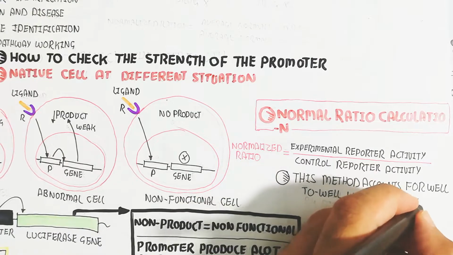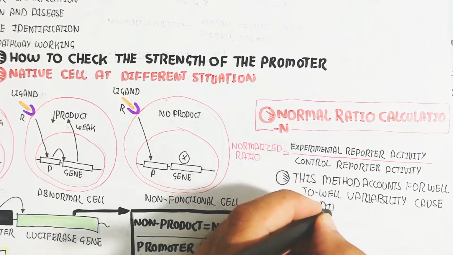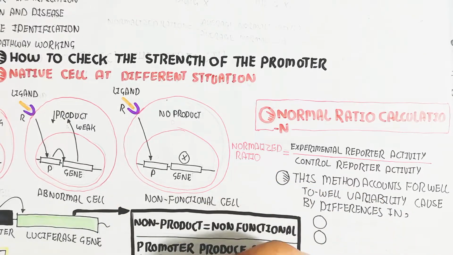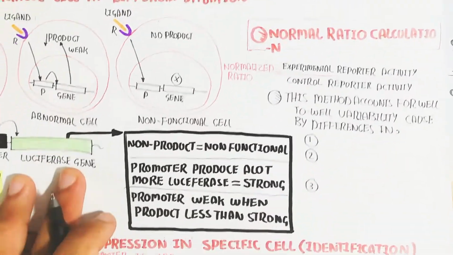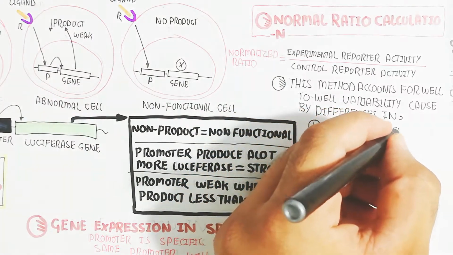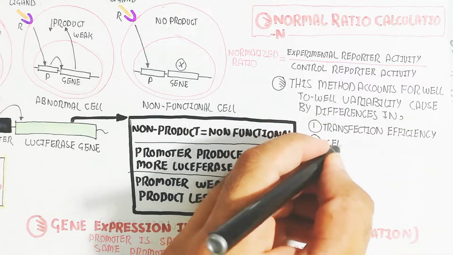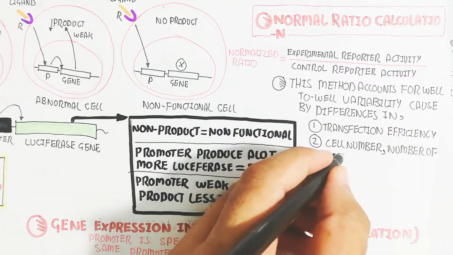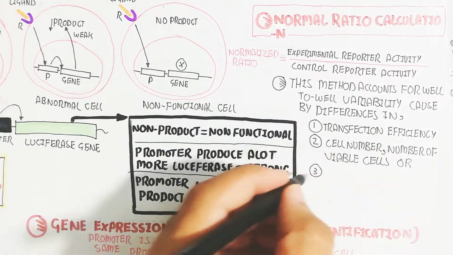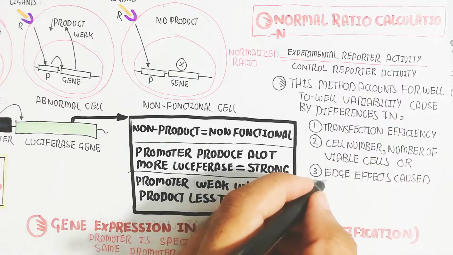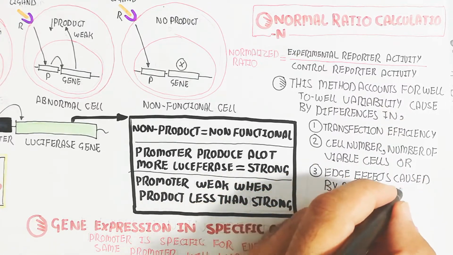So in this way, this method accounts for well-to-well variability. For well-to-well variability, we can calculate the average and normalized ratio by differences in, number one, the transfection efficiency, number two, the cell number or number of viable cells, and number three, the edge effect caused by position on the plate.